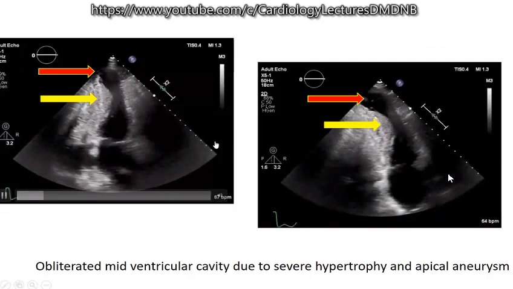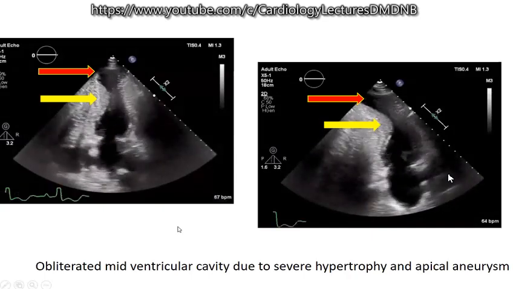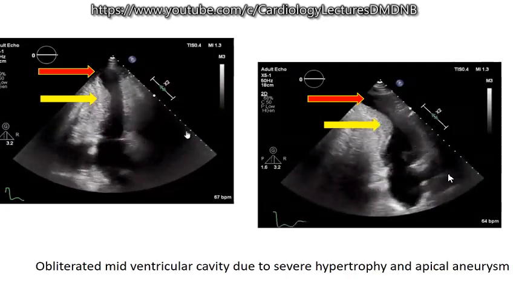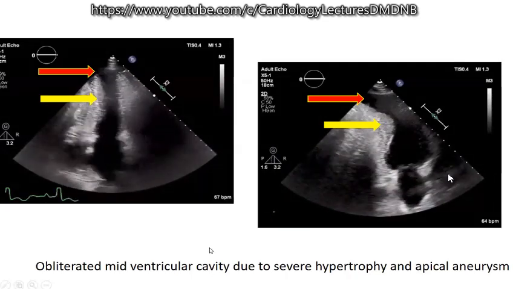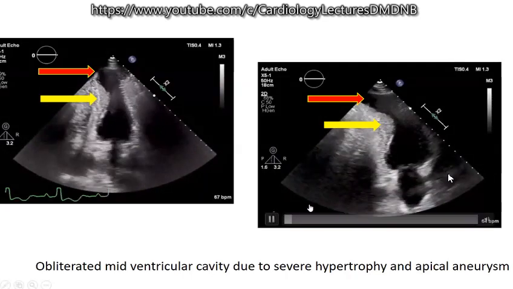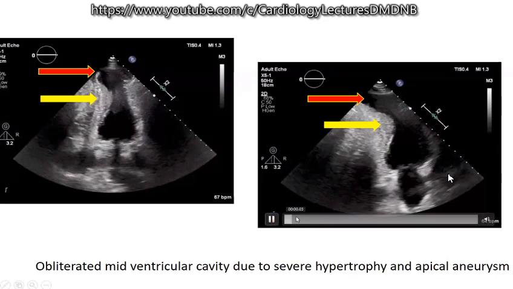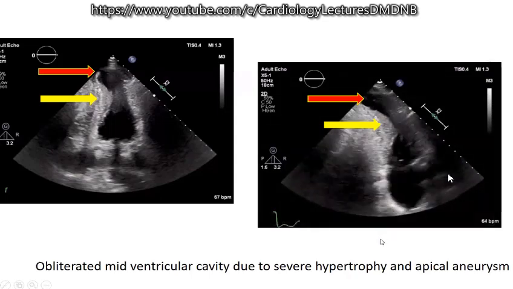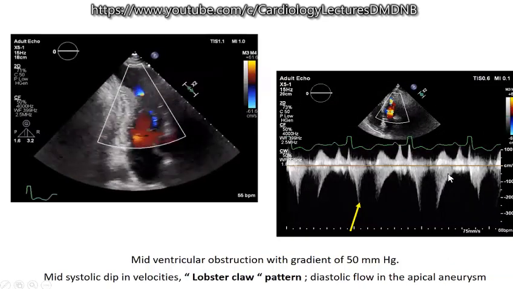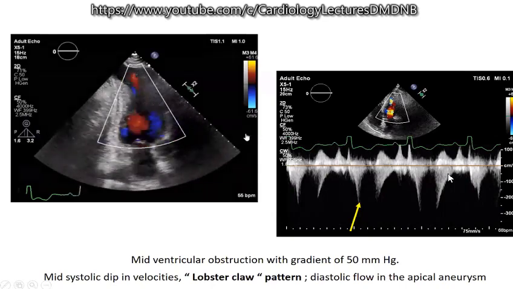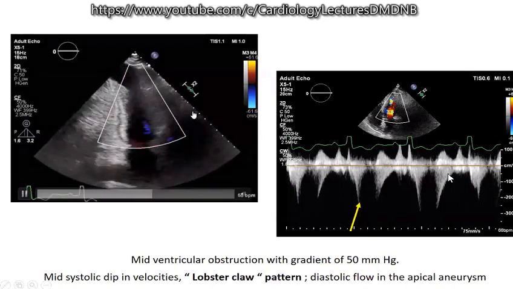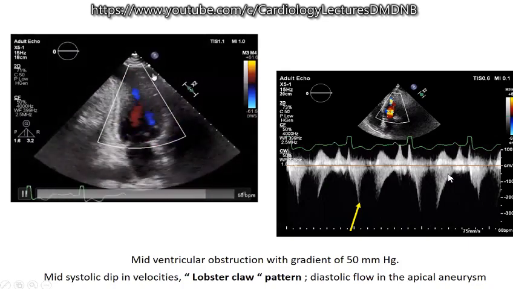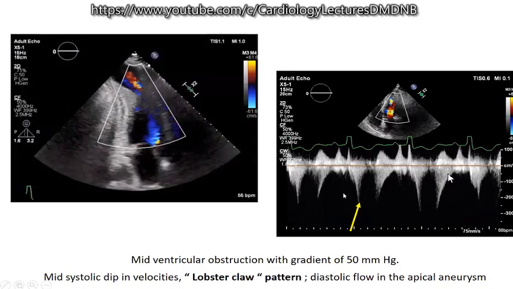So the echo is a classical representation of a midventricular obstruction along with an apical aneurysm. We can see that the midventricular cavity is almost obliterated due to the severe hypertrophy that is present. And of course, also quite obvious is the apical aneurysm that is clearly seen. This again is a color flow image and a pulse Doppler image showing that there is flow turbulence in the region of the midventricular cavity, and also a diastolic flow is detected in the region of the apical aneurysm.